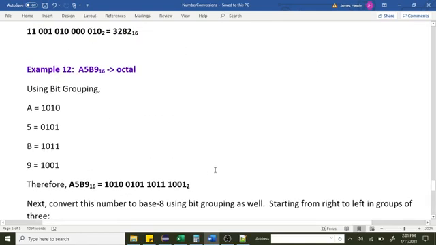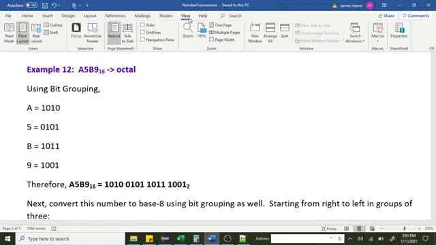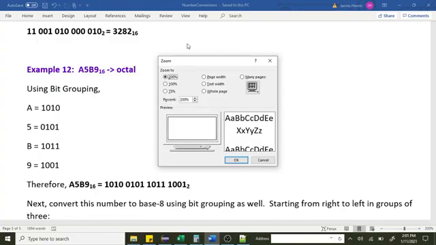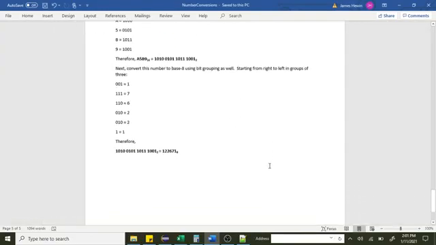Okay, let's zoom down a little, back to normal.